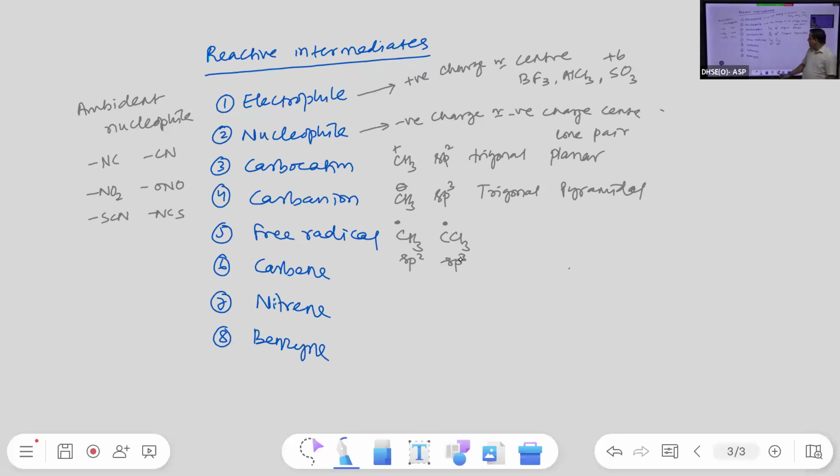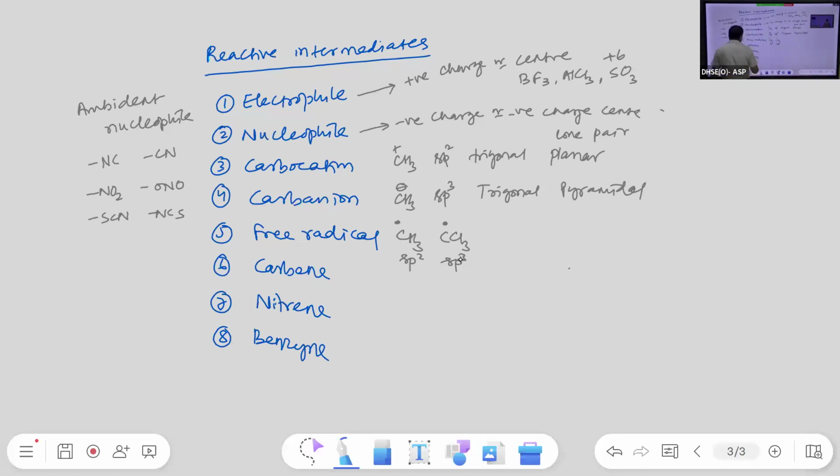Why? The rule is that if the peripheral atom is more electronegative, then the orbital containing the single electron will also be considered as a hybrid orbital. So in total, how many orbitals are taken as hybrid orbitals? Four are taken. Four means sp3.